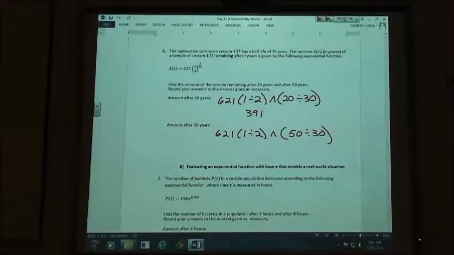What'd you get? Still trying. Yeah, I just keep punching too many things. 196. 196. What do you want, the negative in front of your half? Oh. 621, parentheses, and then 1/2, parentheses, caret key, and then parentheses, and we're doing 50 divided by 30. And 196.